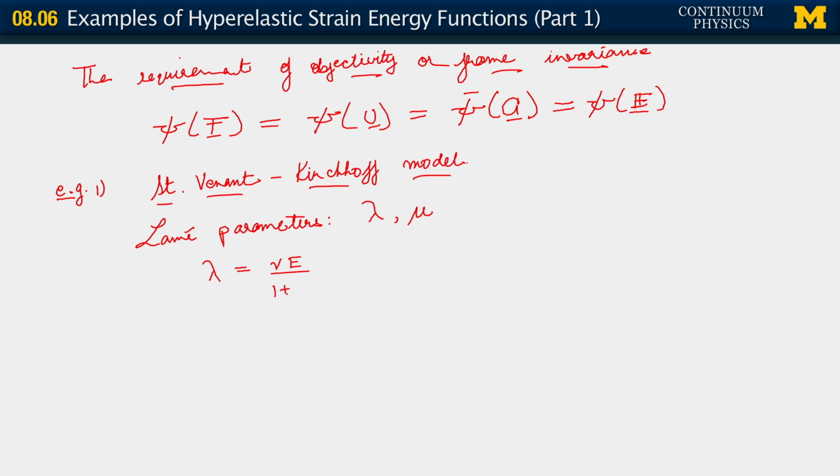So in terms of those two parameters, lambda can be written as nu E divided by 1 plus nu times 1 minus 2 nu, and mu is E over 2 times 1 plus nu, where E is the Young's modulus and nu is the Poisson ratio.